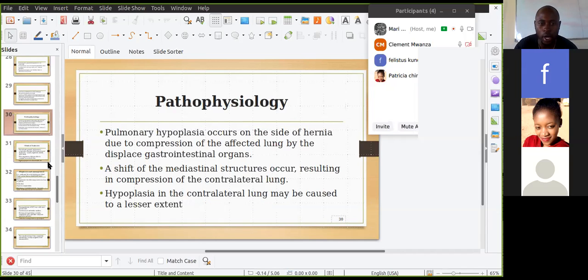When you look at the basic pathophysiology, what is happening is pulmonary hypoplasia, which occurs on the side of the hernia. This hypoplasia is due to compression of the affected lung by the displacement of the gastrointestinal organs. Okay, a shift of the mediastinal structures also occurs, resulting in compression of the contralateral lung. Hypoplasia of the contralateral lung may be caused to a greater or lesser extent in this neonate.